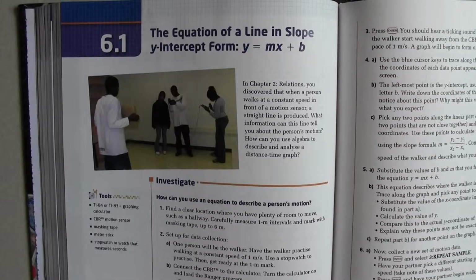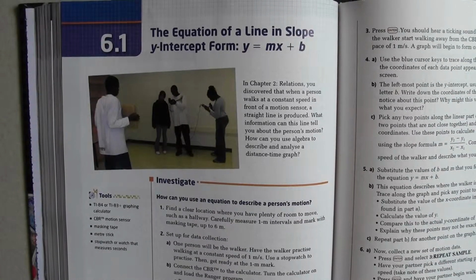This is section 6.1. We're talking about the equation of a line in slope y-intercept form, y equals mx plus b. So there's nothing necessarily brand new today. The concepts you guys have already learned. We've talked about the equation of a line. We've talked about slope. We've talked about y-intercept. We've talked about what those variables are, so m and b.